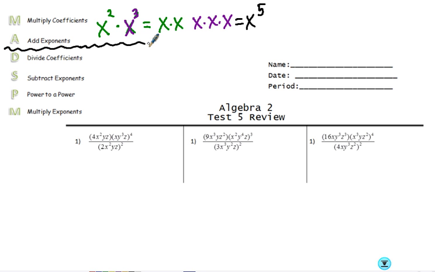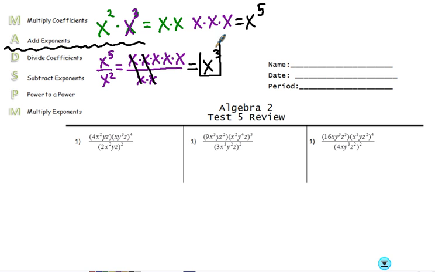Now, let's talk about if you were dividing. Let's do x to the 5th divided by x squared. If I was going to write this out, I would say x times x times x times x times x, because I've got 5 of them, 1, 2, 3, 4, 5, over x squared, which would be x times x. What I'm looking for is things to cancel, and whatever's left over would be my answer. It looks like there are 1, 2, 3 x's left over, so my answer would be x cubed.